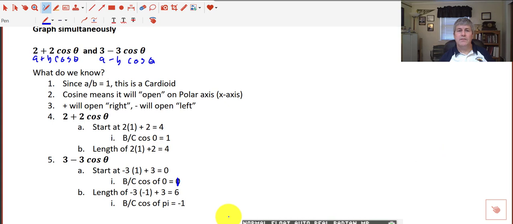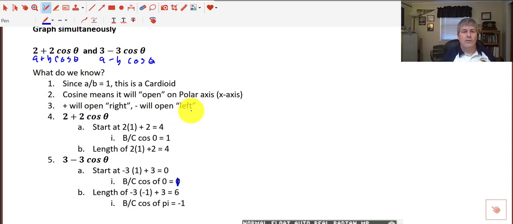And let's think about what kind of a hypothesis we can make about this. Since a over b is equal to 1, looking at our notes, we can see this is going to be a cardioid. Cosine means that it will open, if you will, on the polar axis. The positive one should open to the positive side, or to the right, and the negative one, the one with 3 minus 3 cosine, should open, if you will, to the left. I'm not sure why I have right and left in quotes. It should be open that should be in quotes.